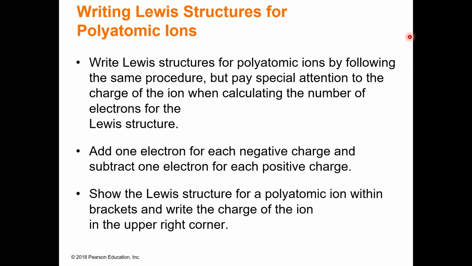Now, as we mentioned before, sometimes there can be an overall charge on your molecule. These are known as our polyatomic ions. If we have an overall charge, every time we have a negative charge, that means we have an extra electron. So if we have a negative charge, we'll have to add an electron to our valence electrons. If we have a positive charge, that means that we have actually taken away one of the electrons from our valence electrons.